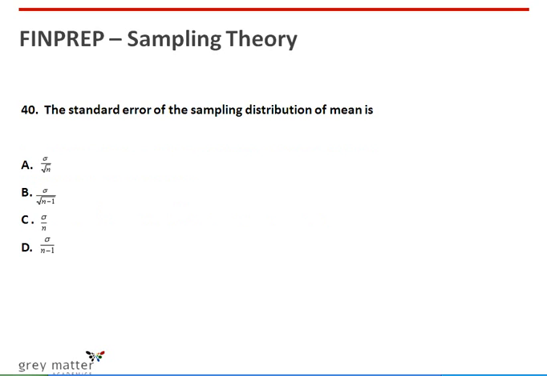40th problem. The standard error of the sampling distribution of mean is governed by the formula sigma by root of small n, where sigma is the standard deviation of the population and n is the sample size. Now this is as per the formula which is normally used. So it is the A option, it says sigma by root of small n.